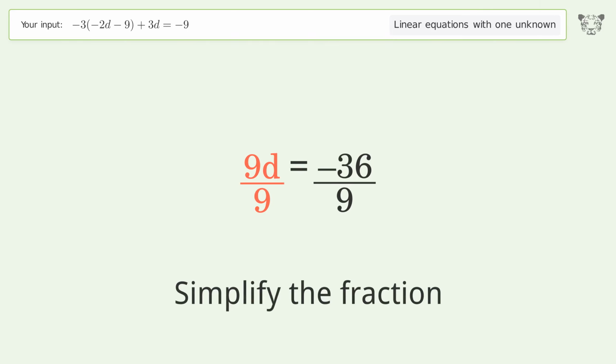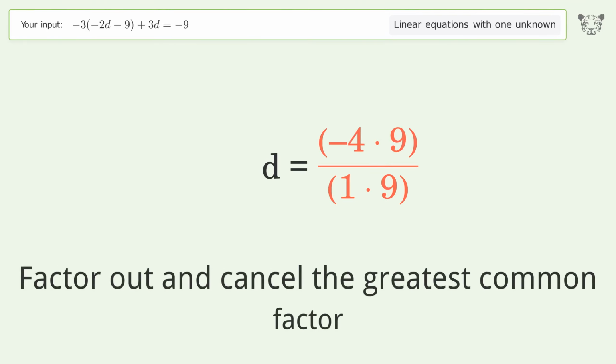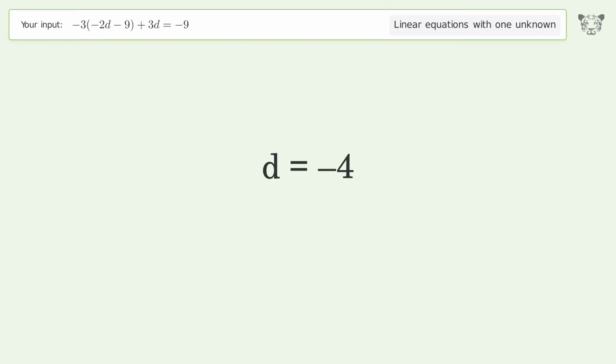Simplify the fraction. Find the greatest common factor of the numerator and denominator. Factor out and cancel the greatest common factor. And so the final result is d equals -4.